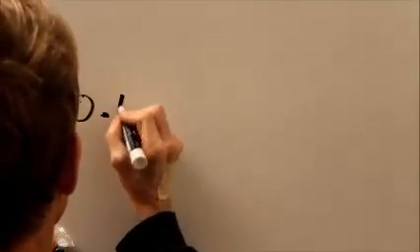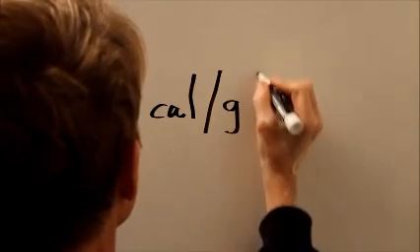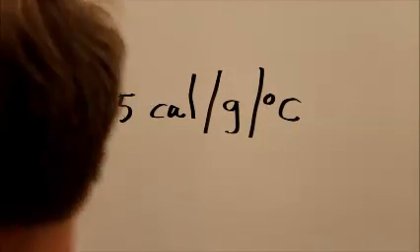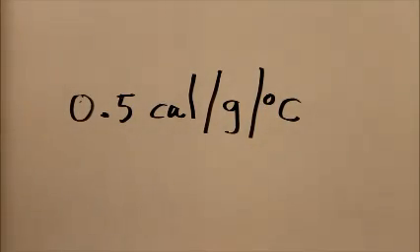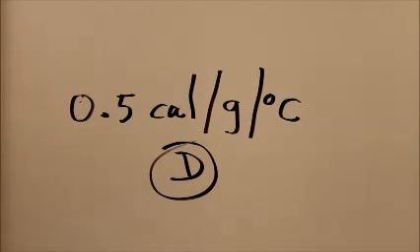So 0.5 calories per gram per degree Celsius is our answer, and that is choice D. If you want, you can go back in the book and look up specific heat, find the formula, work this problem out with that formula.